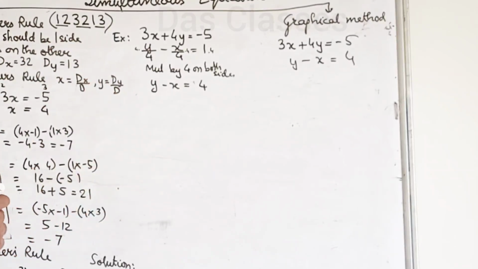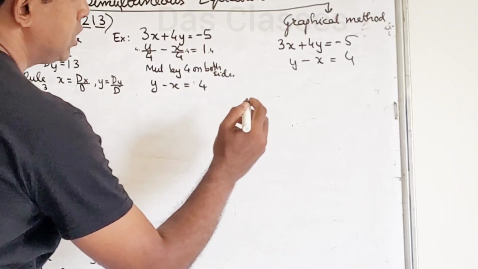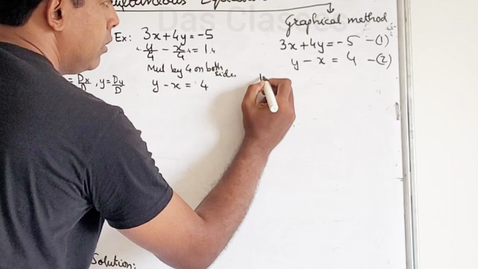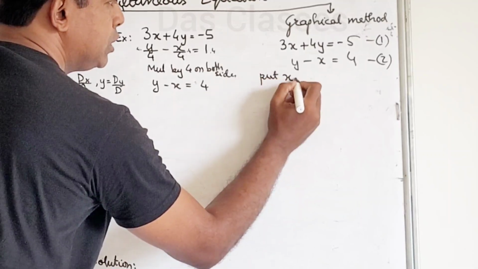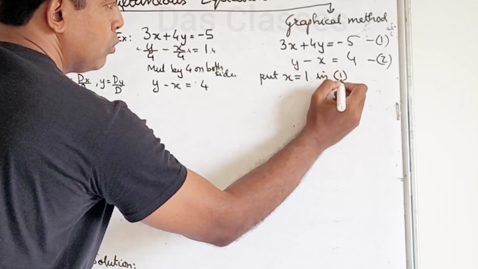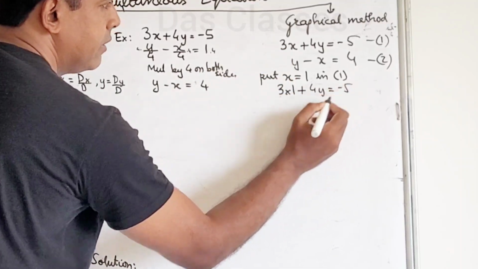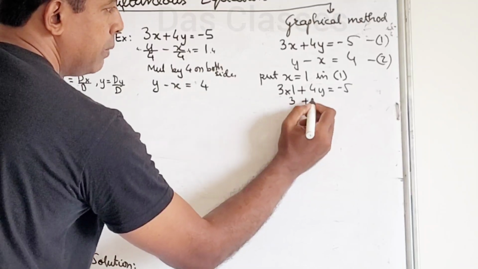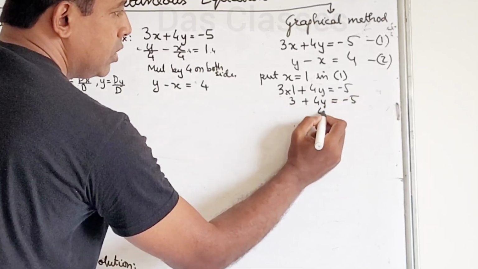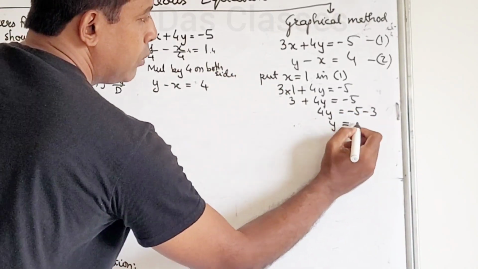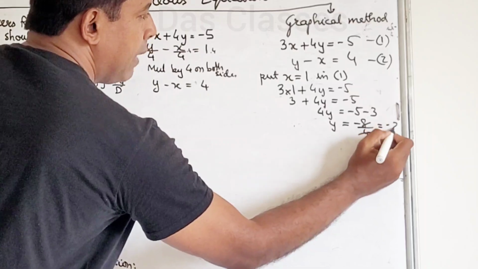So what values can you take? You can take any value. You can take 1, 0, minus 1 or 2, 0, minus 2, any random values. I will stick to 1, 0, 1. So let me give this number 1 and this number 2. Put x is equal to 1 in equation 1. So what will this become is 3 into 1 plus 4y is equal to minus 5. So that's going to be 3 plus 4y is equal to minus 5. So 4y is going to be equal to minus 5 minus 3. So y would be equal to minus 8 upon 4, that is minus 2.